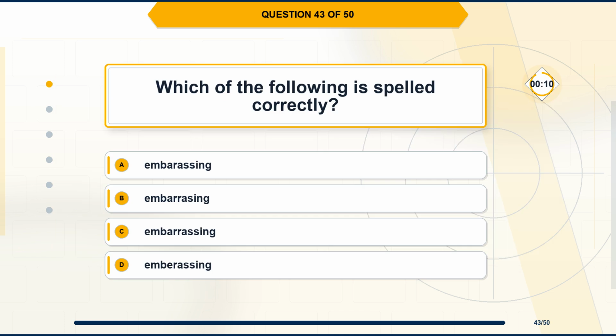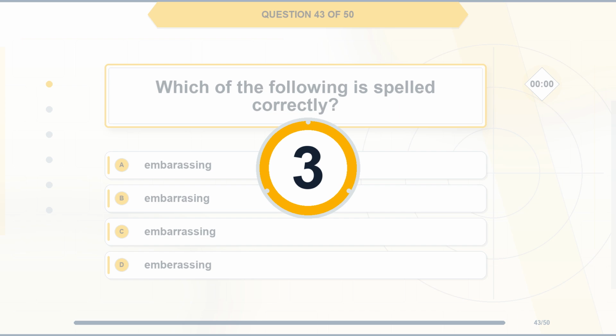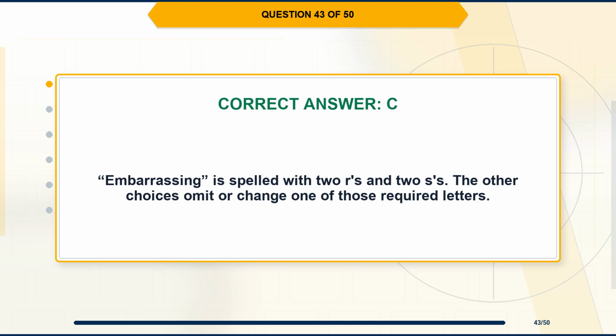Question 43. Which of the following is spelled correctly? Option A, embarrassing. Option B, embarrassing. Option C, embarrassing. Option D, embarrassing. The correct answer is option C, embarrassing. Explanation. Embarrassing is spelled with 2 R's and 2 S's. The other choices omit or change one of those required letters.